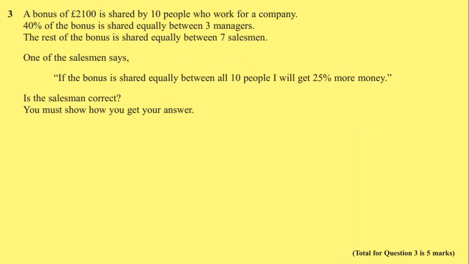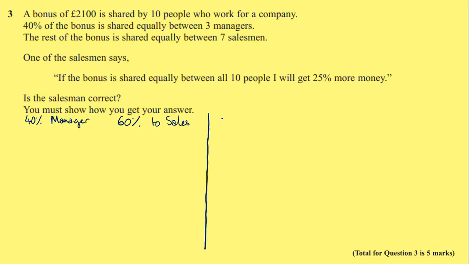Moving on. A bonus of £2,100 is shared by 10 people who work for a company. Now 40% of it is shared between 3 managers, but the rest is shared between 7 salesmen. Now one of the salesmen says, if the bonus is shared equally between 10 people, I'll get 25% more money. Now we need to find out if he's correct. Now there are 2 cases here. You've got the case that's actually happening, okay, where you've got 40% to the managers and the remaining 60% to sales.